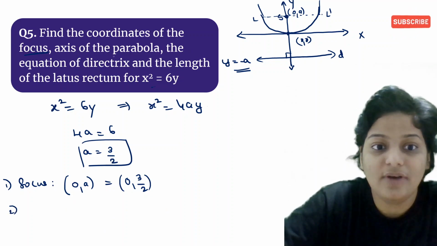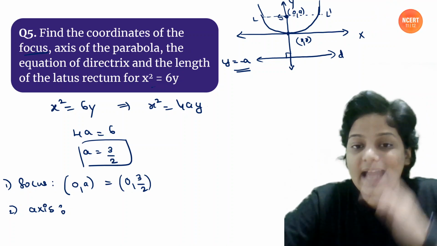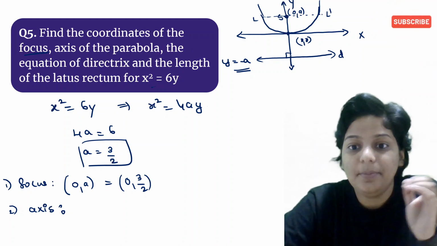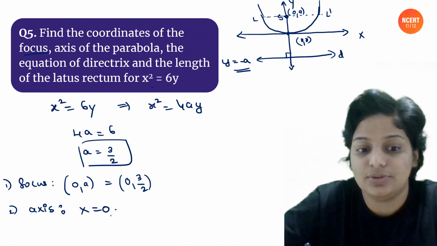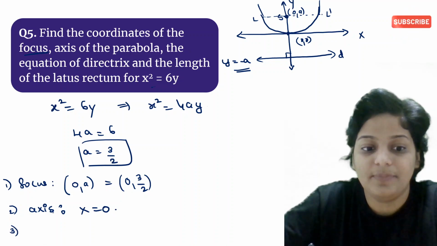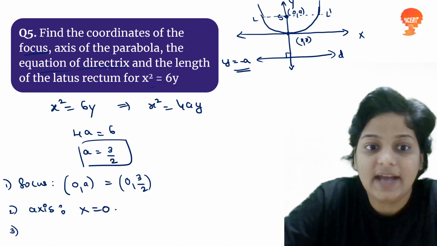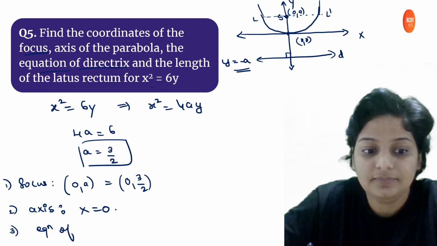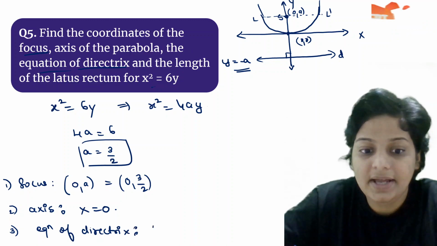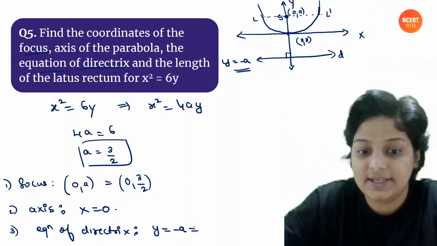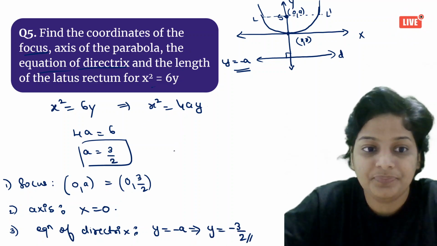Second thing, axis of parabola. What is the axis of a parabola? A line which is passing through the focus and perpendicular to the directrix. So the y axis is the axis, and the equation is x equal to 0. This is the axis of the parabola. Then we have the equation of directrix, very simple. It is y equal to minus a, which is y equal to minus 3/2. Next.